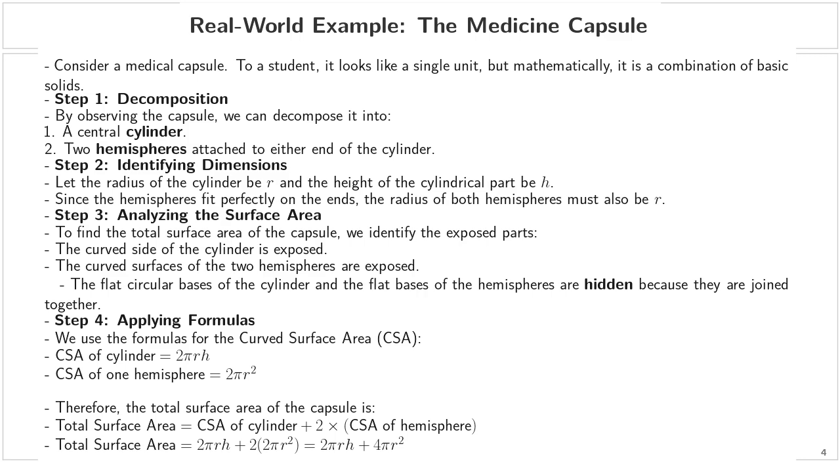To find the total surface area of the entire capsule, we simply add these exposed parts together. We take the CSA of the cylinder and add 2 times the CSA of one hemisphere. When we write that out, it looks like 2 pi r h plus 2 multiplied by 2 pi r squared. When we simplify that expression, we arrive at our final formula for the total surface area, 2 pi r h plus 4 pi r squared. As we will see in the next slide, it is very easy to make mistakes here if you accidentally include those hidden surfaces, so keep that in mind.